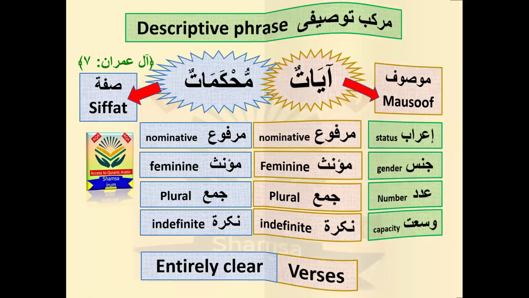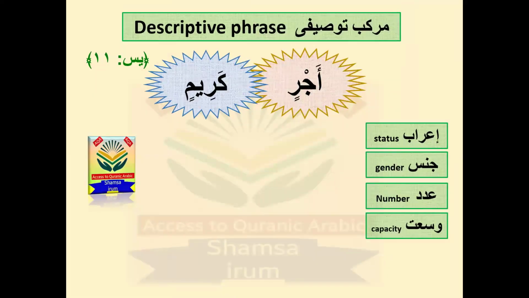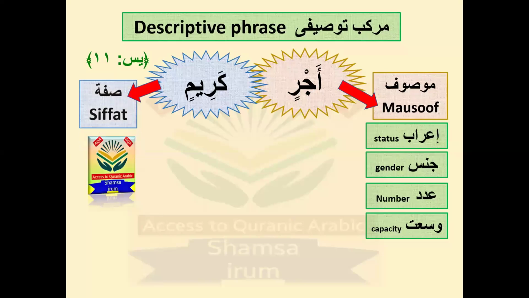Okay, next one, more practice. Ajrin Kareemin. Ajrin is mawsuf. Kareemin is sifa. Let's do the i'rab with me.